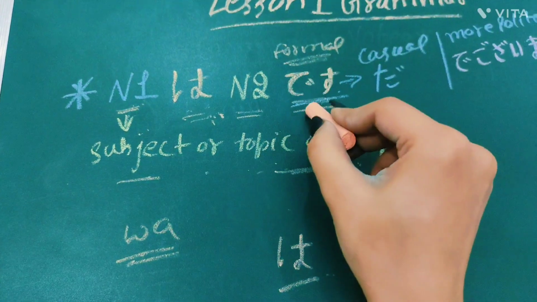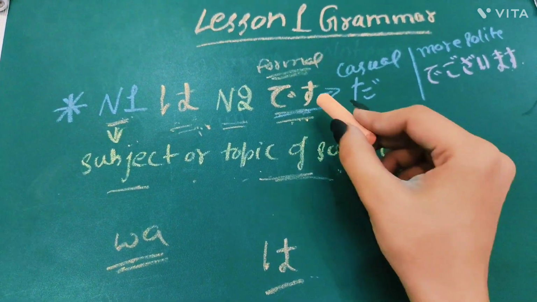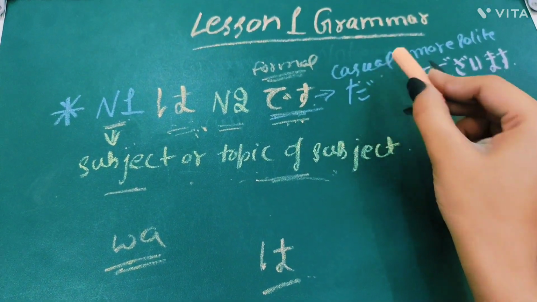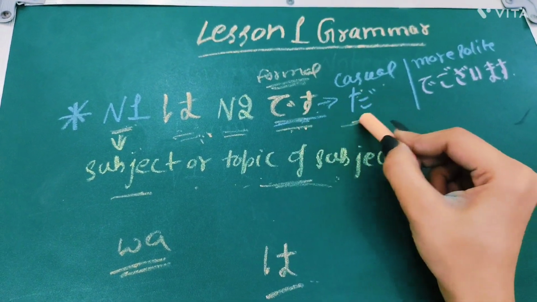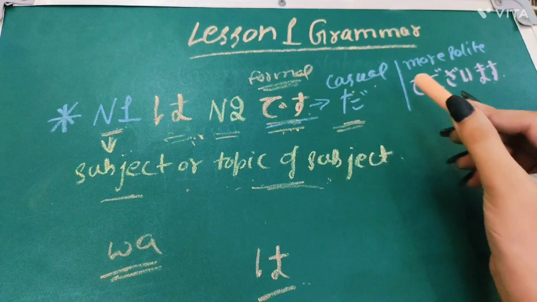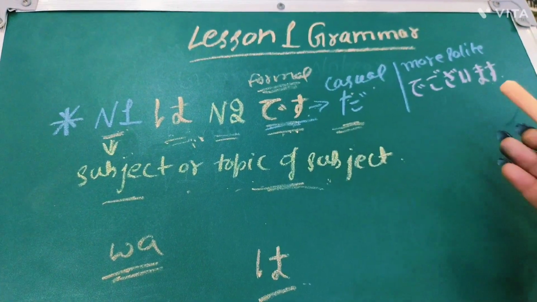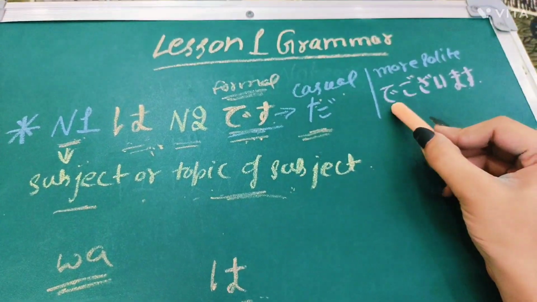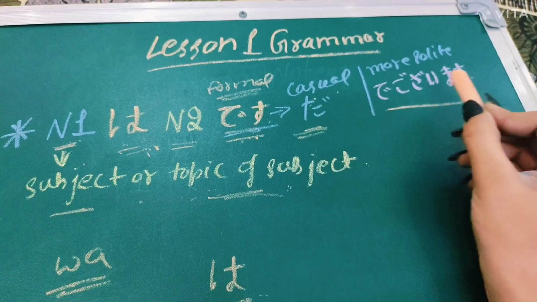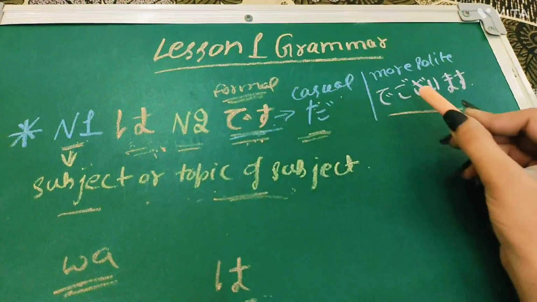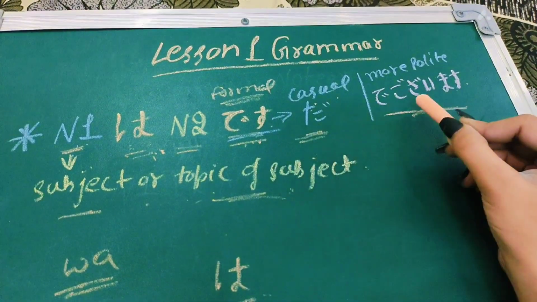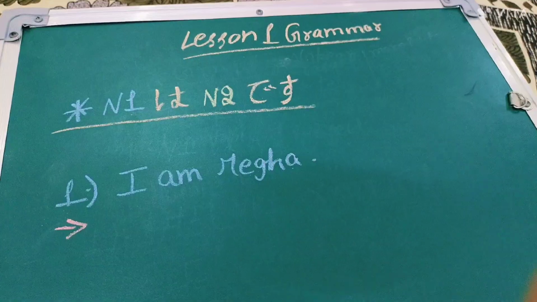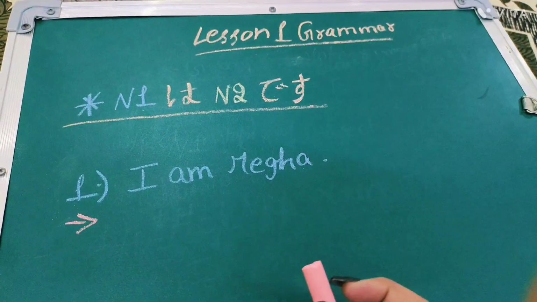It's a formal way to describe yourself, and the casual way to say this is da. And if you wanna be more polite to someone, you can say de gozaimasu. Noun 1 wa, noun 2 de gozaimasu. It's a more polite way to say this. Minasan, let's see some examples.